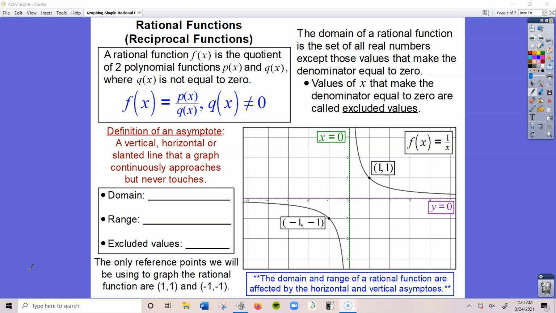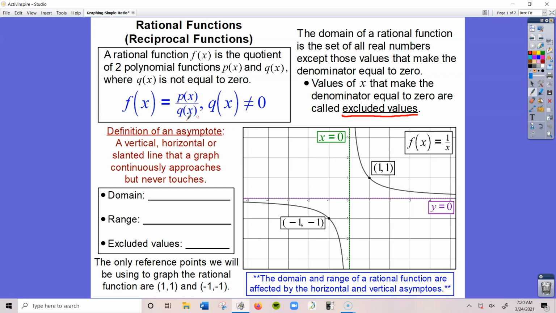Now, the domain of all rational functions is the set of all real numbers except those values, x's, that make the denominator equal to 0. Those values of x that make the denominator equal to 0 are called excluded values, and that's because there is nothing there. So, for example, when you have a fraction, remember that fractions by definition are parts of a whole. You can't have a part if the denominator is 0. Like you can't have a slice of pizza out of an empty box. That's usually the analogy that I like to use when it comes to fractions.